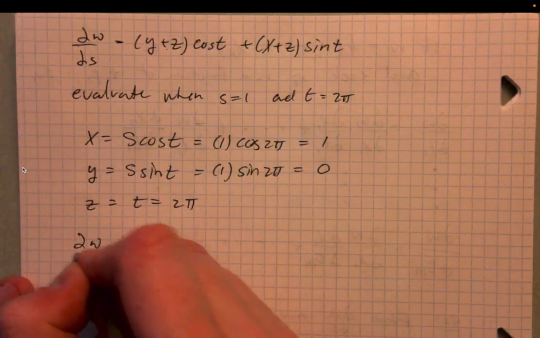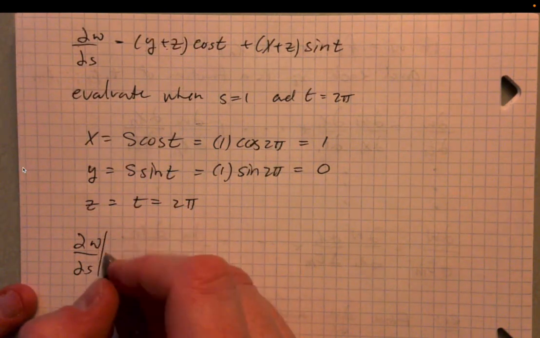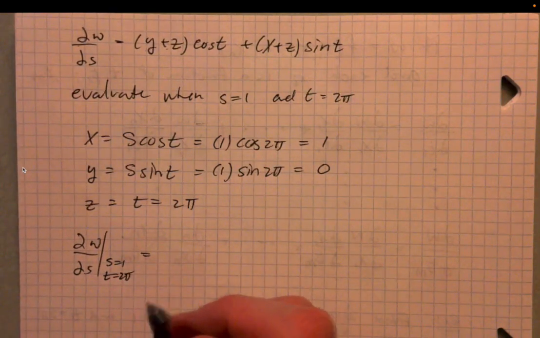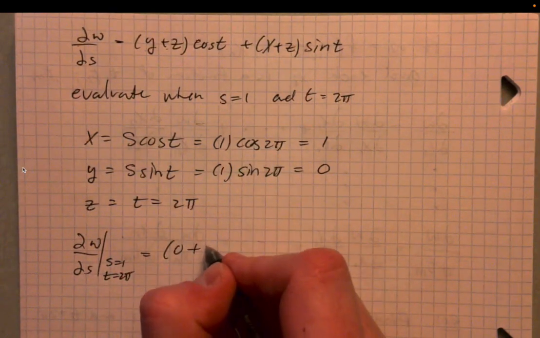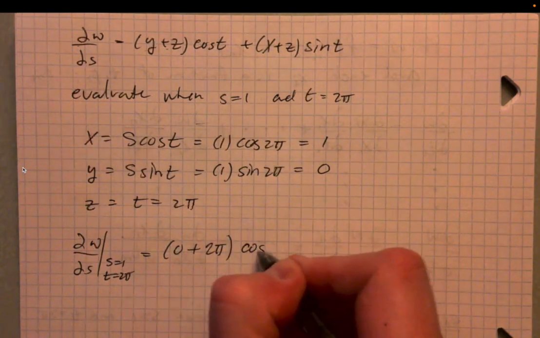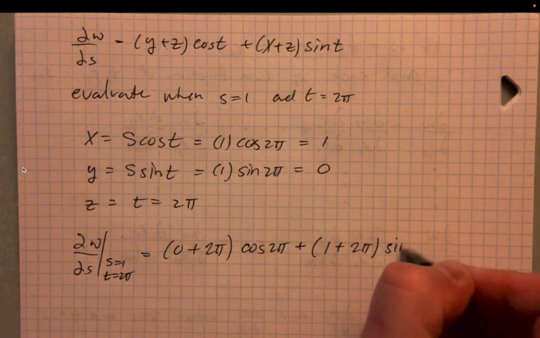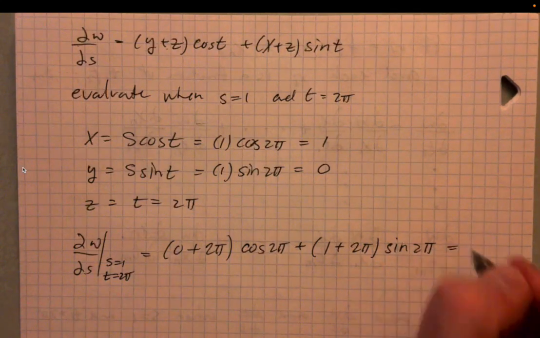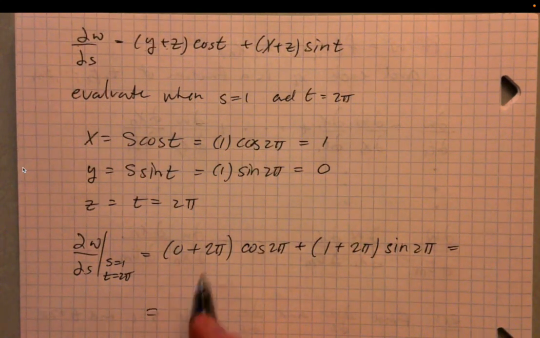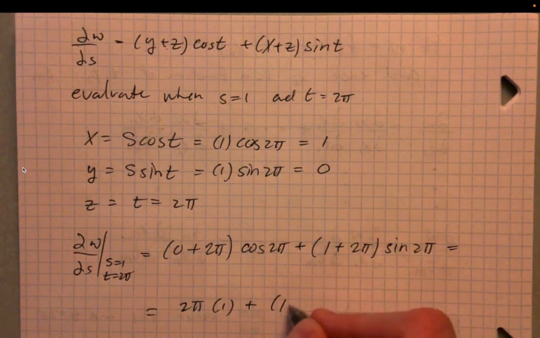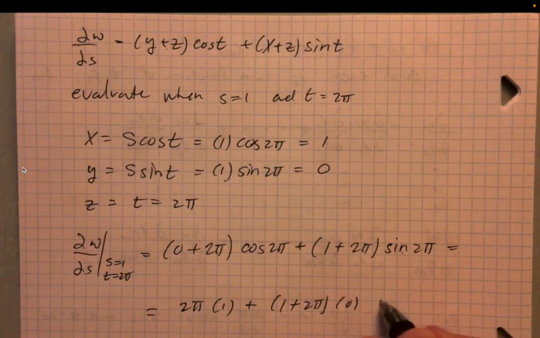So partial of w with respect to s when s equals 1 and t equals 2 pi is going to be equal to, well, 0 plus 2 pi times cos 2 pi, plus 1 plus 2 pi times the sine of 2 pi. Okay, and so that all evaluates nicely. This will be 2 pi times the cos of 2 pi, so that's 2 pi times 1, plus 1 plus 2 pi times sine of 2 pi, which is 0. So this would just be 2 pi.